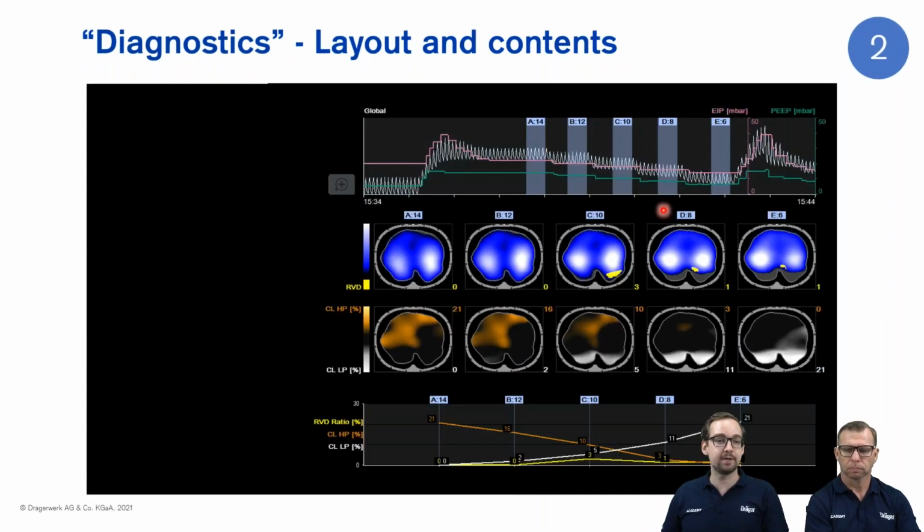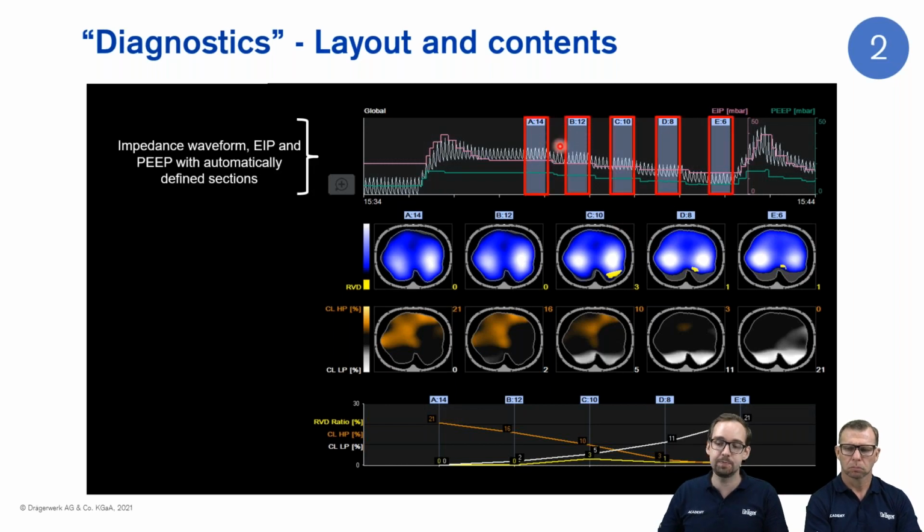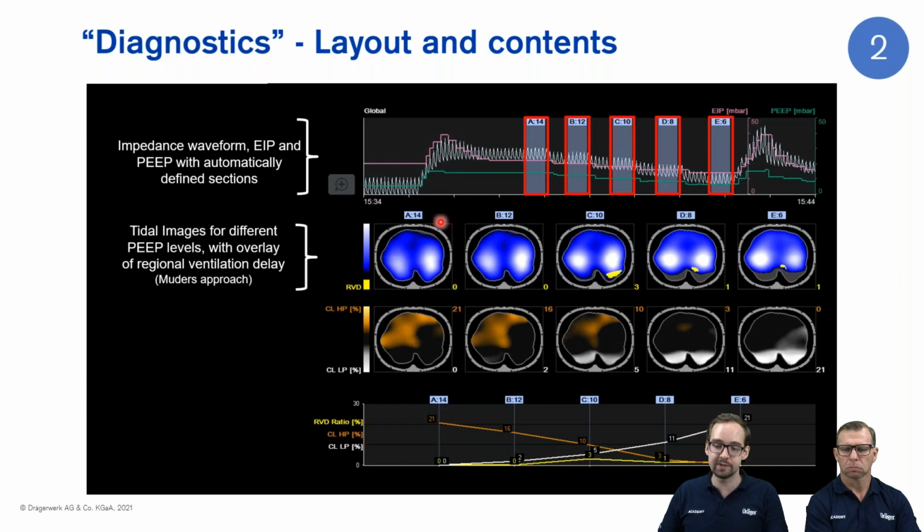So here you can see the result of an automated PEEP trial analysis. The PulmoVista can automatically analyze this PEEP trial by assigning analysis sections right here. So for each PEEP level, we are assigning an analysis section. In this trial, we've gone to a PEEP of 14, 12, 10, 8, and 6. And we are looking at the corresponding tidal image, showing us the distribution of tidal volume for these individual PEEP levels.